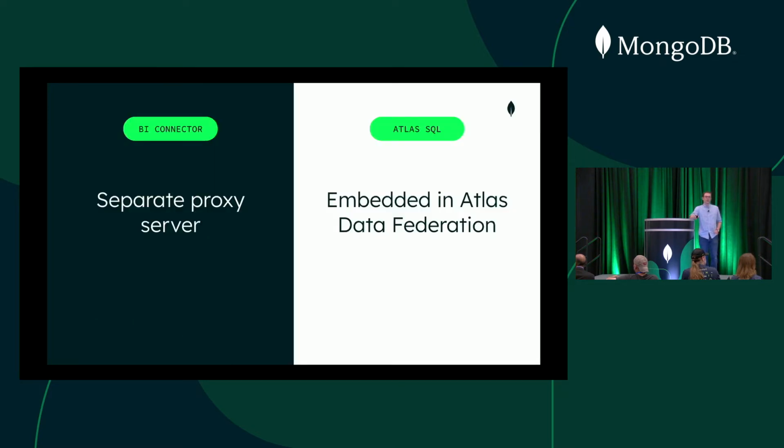The first difference that I'm going to talk about is an architectural one. The BI connector is a proxy server. It implements the MySQL wire protocol on the front end, and it talks to MongoDB in the back end. Atlas SQL, on the other hand, is a library that is embedded within Atlas Data Federation. And we believe that there are a couple advantages to this architecture. First, from an engineering perspective, it allows us to spend more of the team's time and effort building the features that actually matter to all of you.